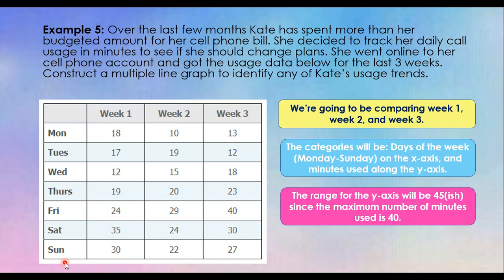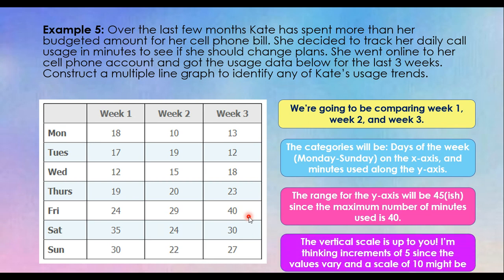Lastly, the range is going to be 45-ish, because the maximum number in here is 40. So remember, our range needs to be a little bit larger. So 45 around there sounds good. 50 might be a little bit of a stretch because it's a little too big. But I also noticed that these numbers are even and odd, so probably increments of 5 will be the easiest. So 45.